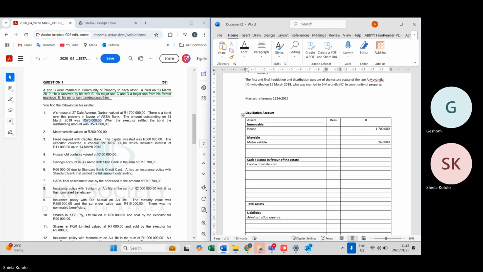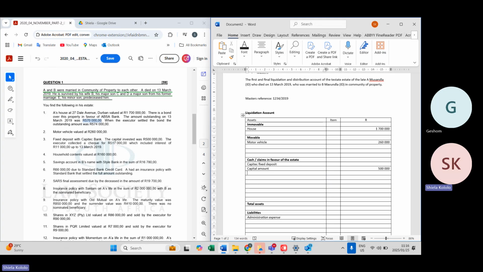right? And then because now you are dealing with an investment, you must always divide it into 2. You record the capital amount that was invested. So our capital amount is the 500. A invested 500 at Capitec. So you take your capital amount, which is the 500,000.